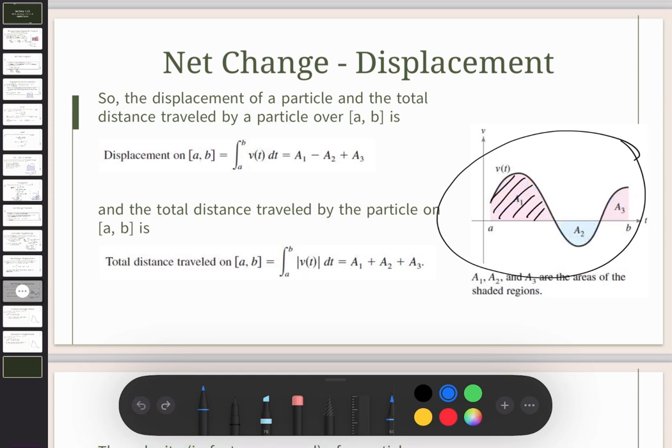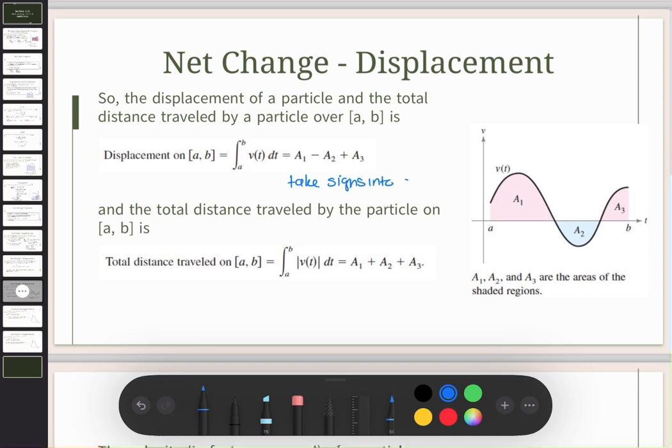All right, so that is your difference here between displacement and distance. Displacement, take signs into account. It does matter if you're dealing with a little area that's under the curve. For distance, absolute value. Okay, so you're just adding, it doesn't matter that this is a negative down here. You're just going to be adding A1 plus A2 plus A3.